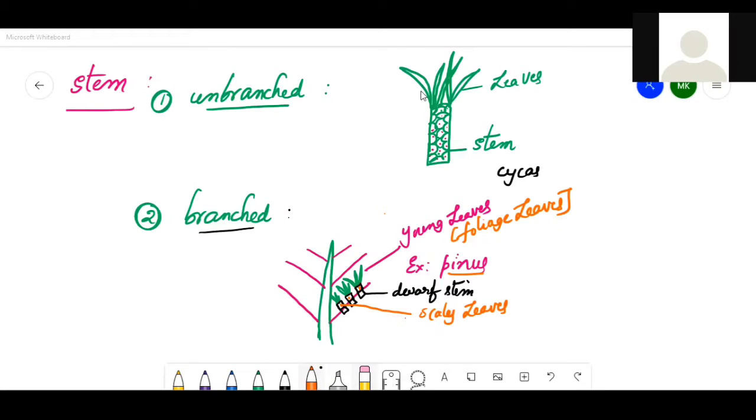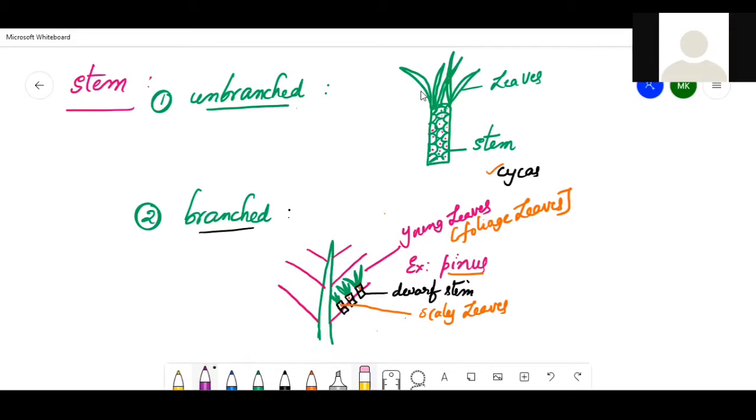There are two types. One is unbranched. There are no branches on this stem. This is stem and leaves. Example is cycas. Whereas in pinus, it is branched. You can see here, pinus is branched.